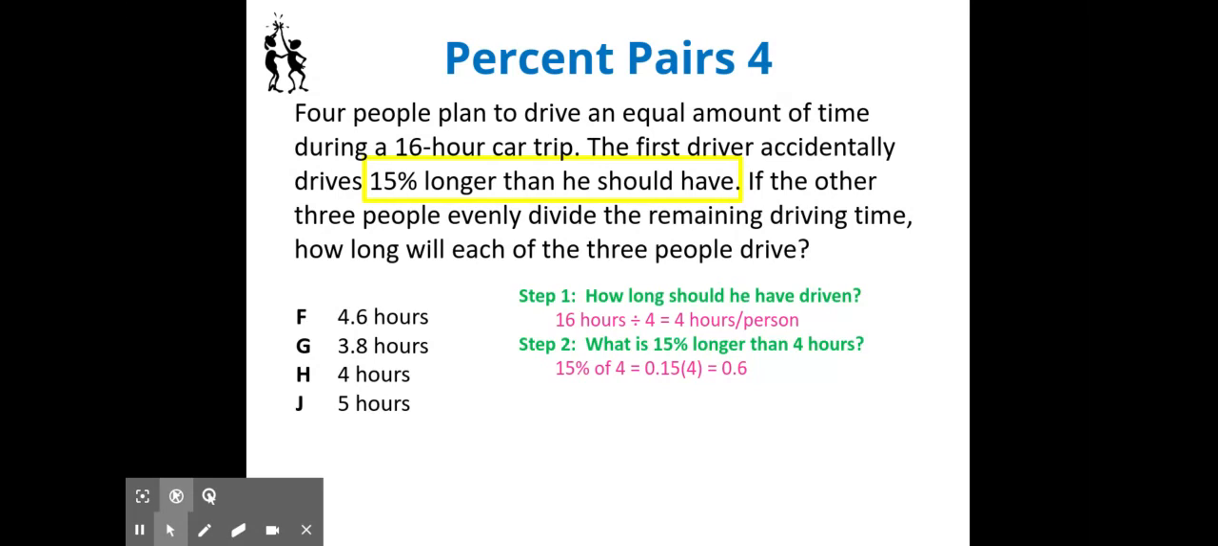Well, that's still not the question I'm being asked to answer. How long will each of the other 3 people drive if they split the remaining time evenly? Logically, what's your next step? Well, that's correct. Find out, well, how much time is still left for the other people to drive. Well, he drove 4 6/10 hours. He was only supposed to drive 4. It's a 16-hour trip. 11 4/10 hours are left over for the other 3 people.